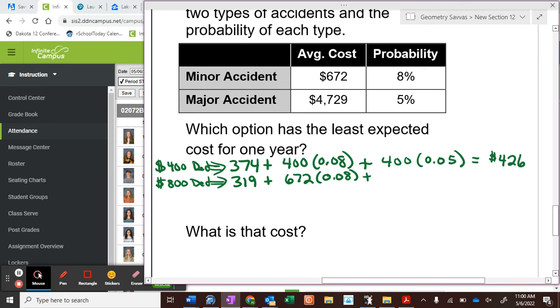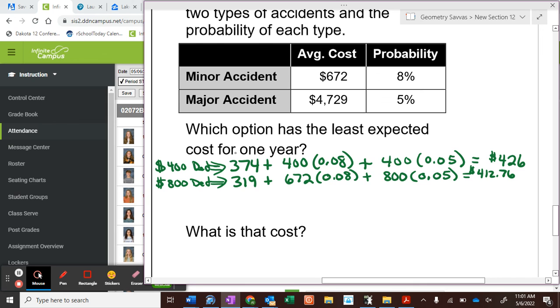Plus, if you got in that big accident, $4,729 accident, how much would you pay? $800 times 0.05. So how much would it cost you for the lower or the higher deductible insurance? $412.76.